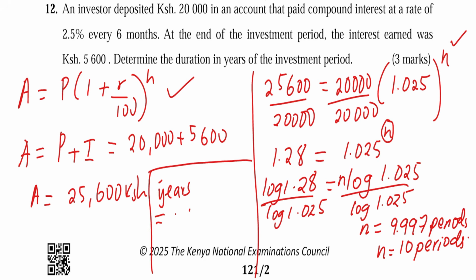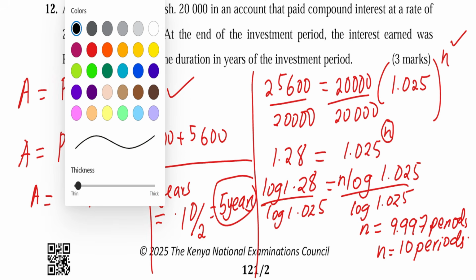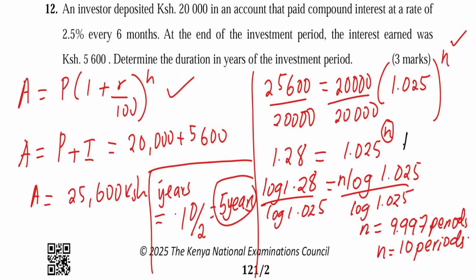So it's supposed to take 10 divided by 2, and it gives us 5 years. So our answer is basically 5 years. So let me write here. Our answer is just basically 5 years. Hiyo kaona ni different answer. So this is our answer.